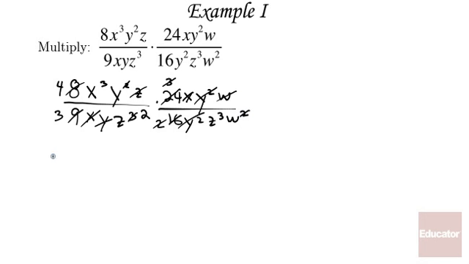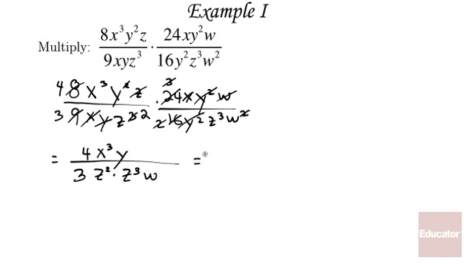So let's look at what I have left. In the numerator, I have a 4. I have x cubed. And I have a y left. Everything else is canceled out. In the denominator, I see I have a 3. I have z squared. I have z to the third. And I have a w.